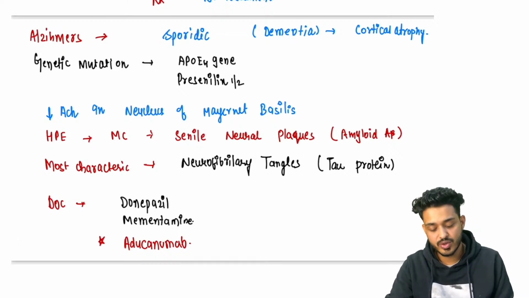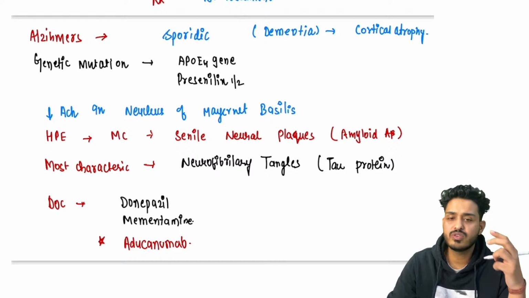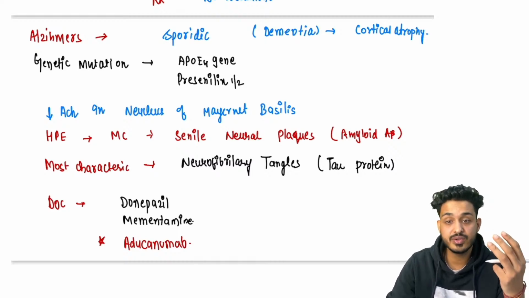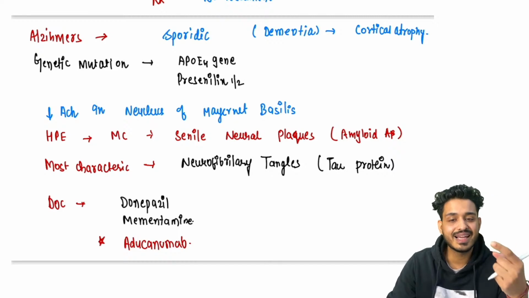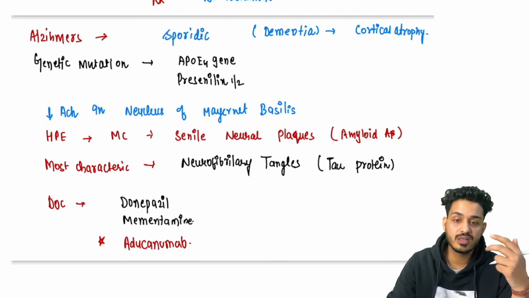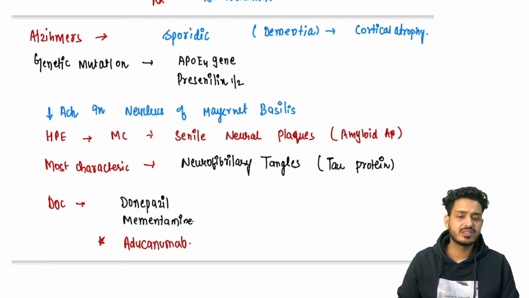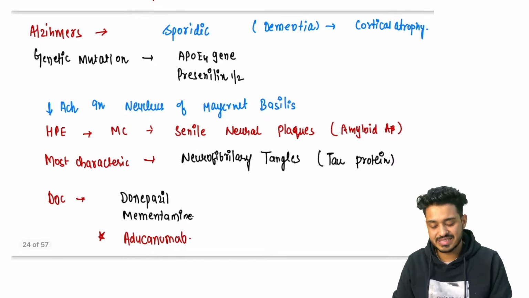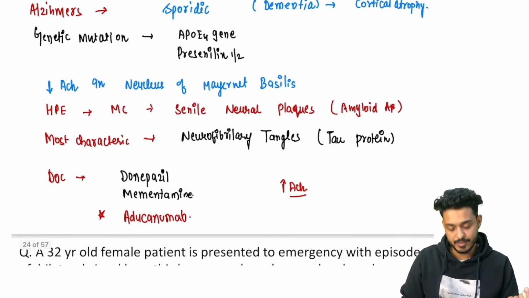Okay, so it is going to be a sporadic disease; for genetic mutations you have to remember ApoE4, presenilin 1, presenilin 2, right? On histopathology, most common will be senile neural plaques, amyloid beta, and neurofibrillary tangles with the tau protein. Drugs of choice will be donepezil, memantine, rivastigmine. These are the drugs we are using. Basically, we want to increase the acetylcholine, right?